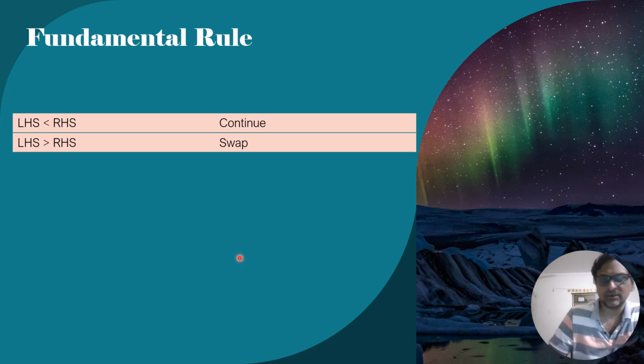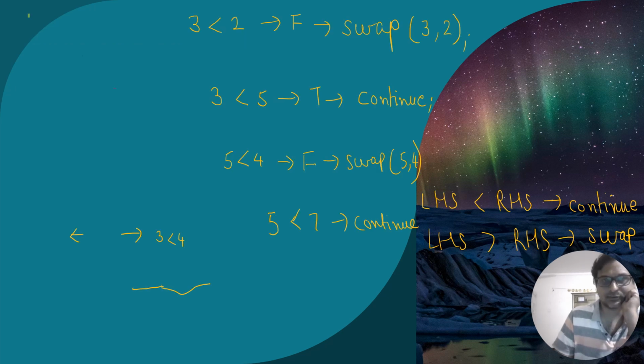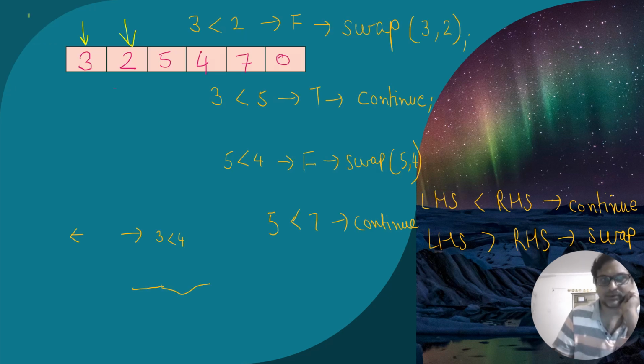Insertion sort is a sort in which there is a fundamental rule. If the number on the left hand side is less than the number on the right hand side, then we continue, and this is the case for ascending order. And likewise, if the number on the left hand side of the array is greater than the number on the right hand side of the array, we do a swap. Now let's have a look at how exactly this works.